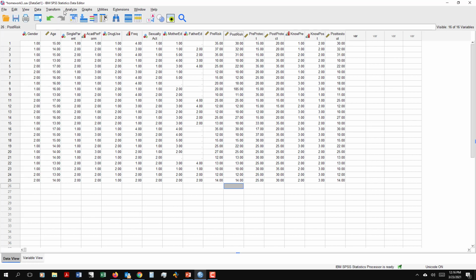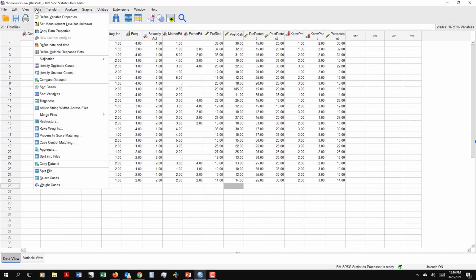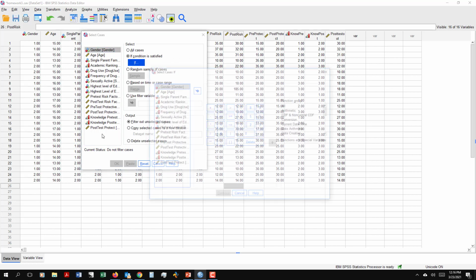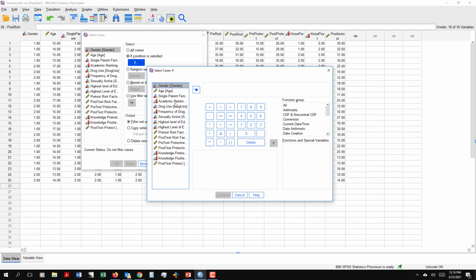So right here, we're going to go to data, our data here at the top, and we're going to say select cases. And when we say select cases, this right here comes up. And we want to do an if condition, and it's if condition is satisfied. So I'm going to click on if, and I'm going to put over there my post-test risk factor, because that's the one with the outlier.